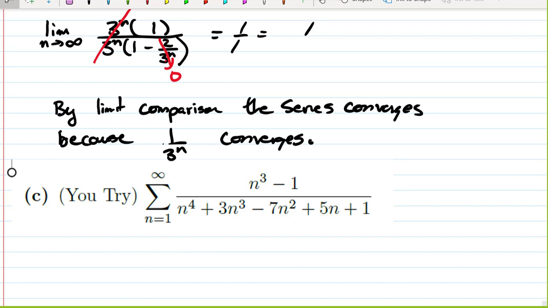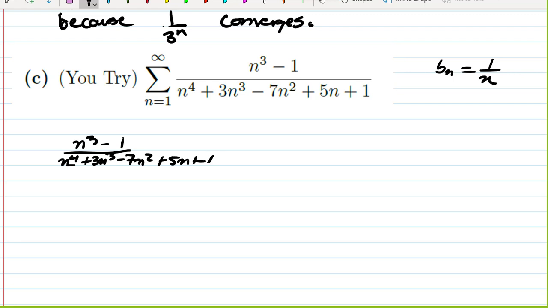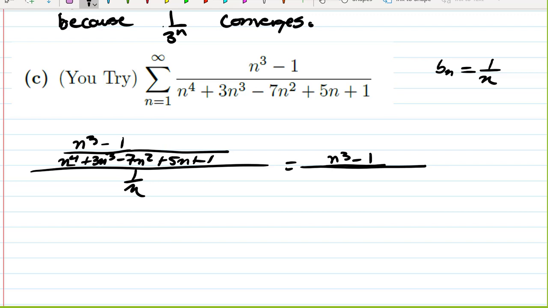So let's go ahead and take a look at our next one. So we're going to want to compare this to our b_n this time, which is going to be the harmonic series, which is 1 over n, or a p-series with p equals 1. So if we have n cubed minus 1 all over n^4 plus 3n cubed minus 7n squared plus 5n plus 1, all divided by 1 over n, we multiply by the reciprocal of the denominator, so that gives us n^4 plus 3n cubed minus 7n squared plus 5n plus 1 times n over 1.